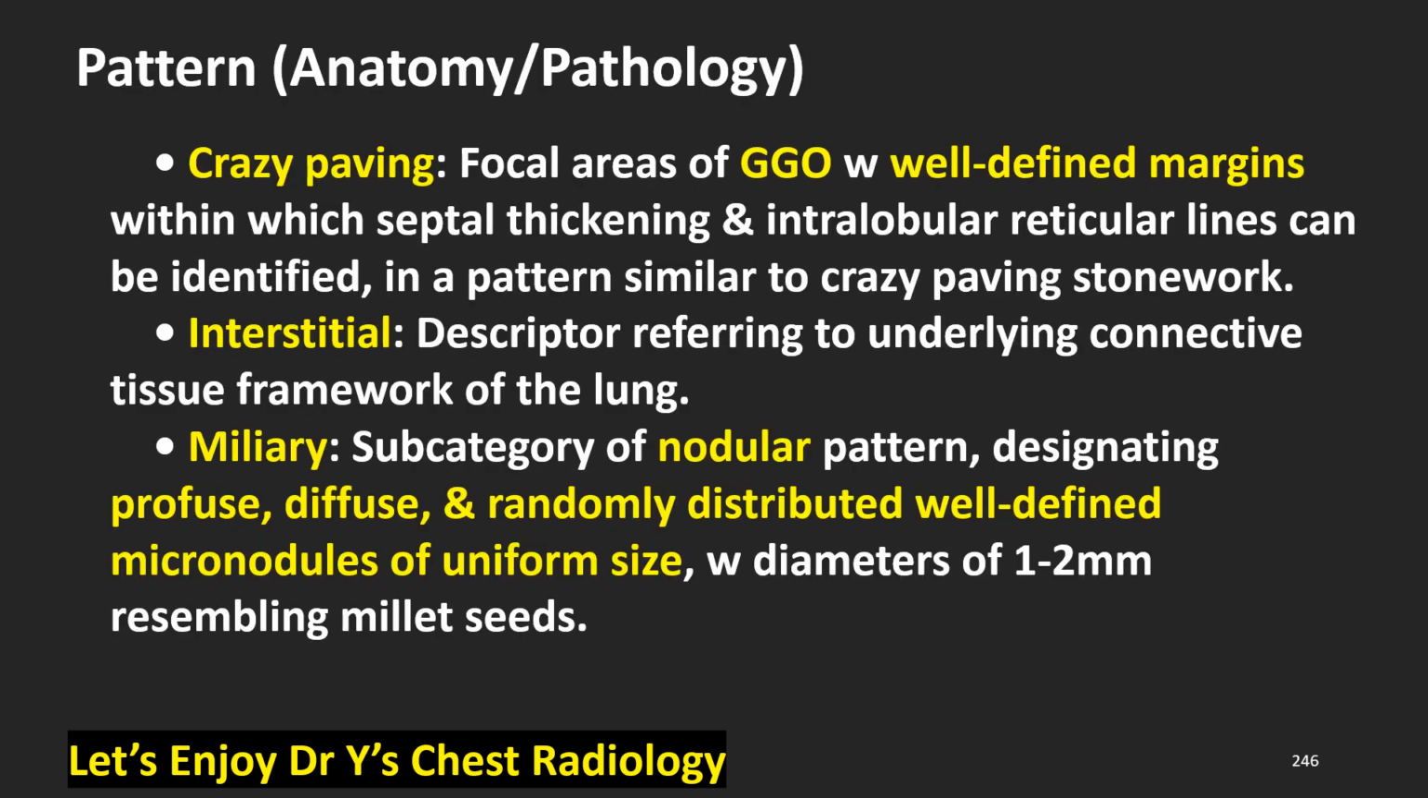Pattern, anatomy, pathology: crazy paving. Focal areas of ground glass opacity with well-defined margins, within which septal thickening and intralobular reticular lines can be identified, in a pattern similar to crazy paving stonework. Interstitial: descriptor referring to the underlying connective tissue framework of the lung. Miliary: subcategory of nodular pattern designating profuse, diffuse, and randomly distributed, well-defined micronodules of uniform size with diameters of 1 to 2 mm resembling millet seeds.